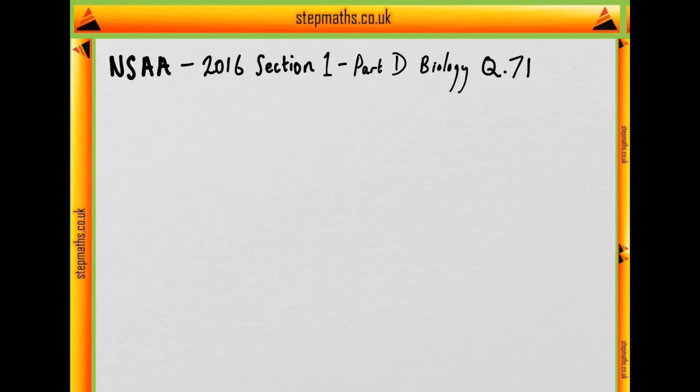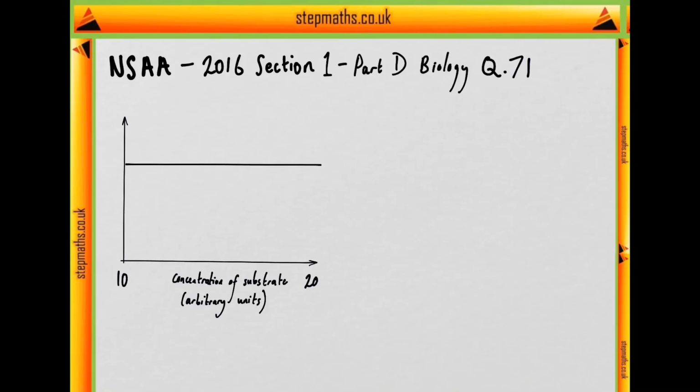In question 71, we're given the following graph, and we're told that it represents the effect of increasing the concentration of substrate on an enzyme-controlled reaction where the other variables are kept constant. Given that, we're asked to work out which of the following three options could potentially be the y-axis of this graph.